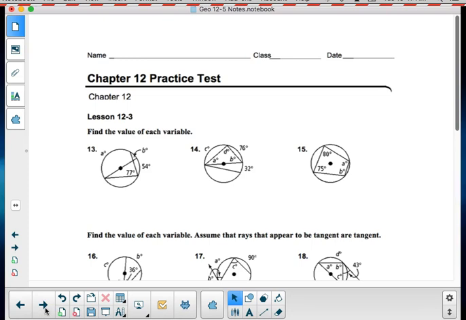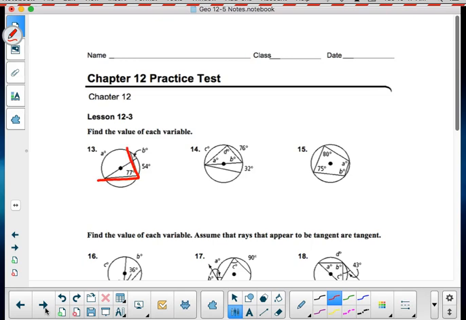So in problem 13, I've got a couple things going on here. I've got this inscribed angle. The inscribed angle is half the measure of the arc it intercepts. So A is equal to 2 times 77. So 2 times 77 is going to give me 154. So that's my A value.